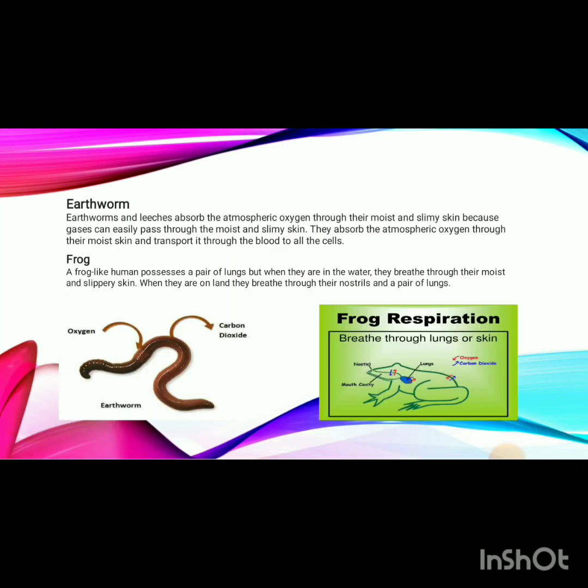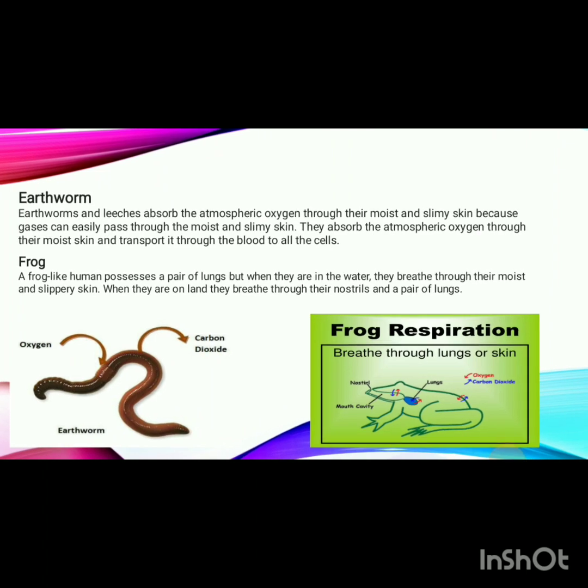Now, earthworm. Earthworms and leeches also absorb the atmospheric oxygen through their moist and slimy skin. So यहाँ पे ऑक्सीजन को absorb किया जा रहा है with the help of skin, because gases can easily pass through the moist and slimy skin. They absorb the atmospheric oxygen through their moist skin and transport it through the blood to all the cells.